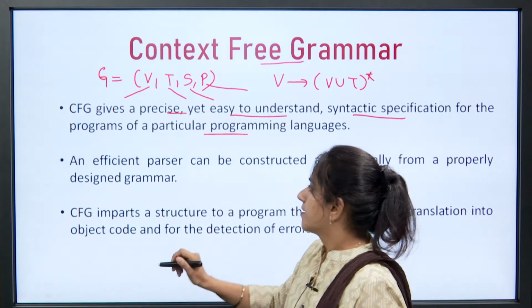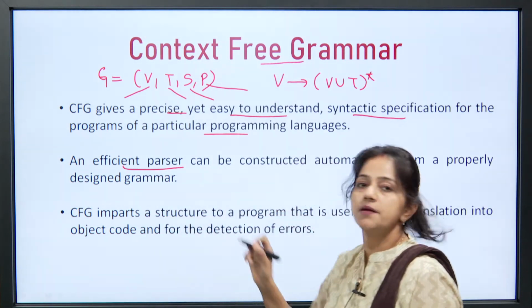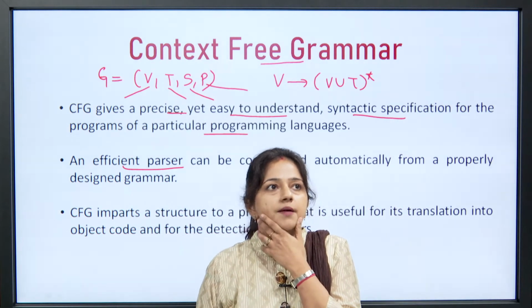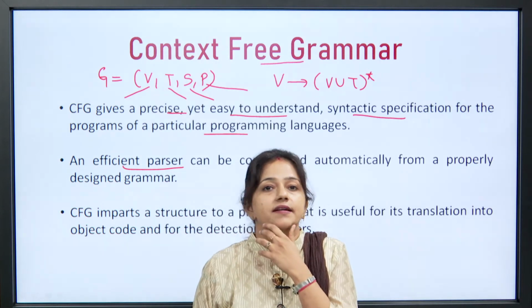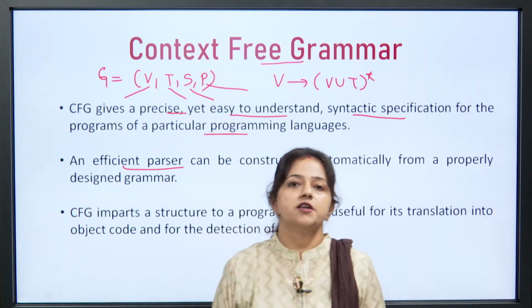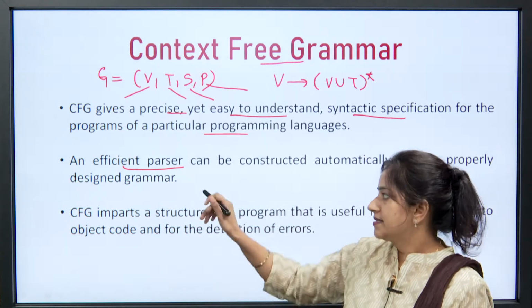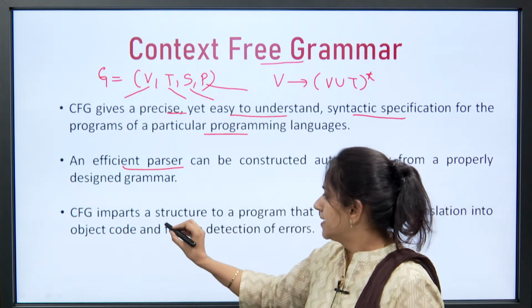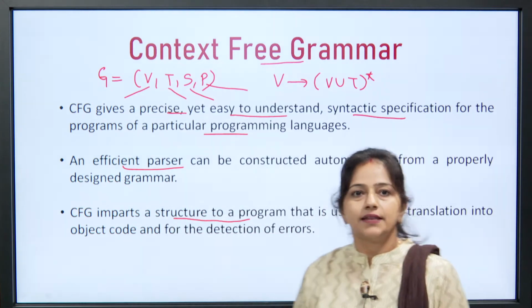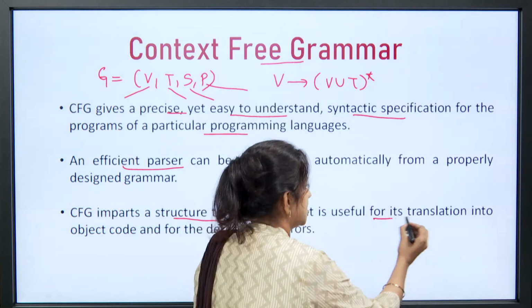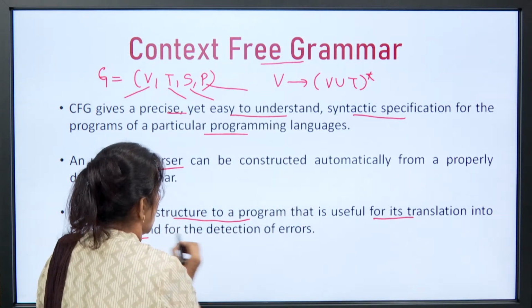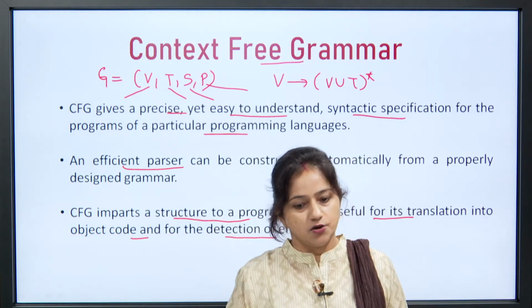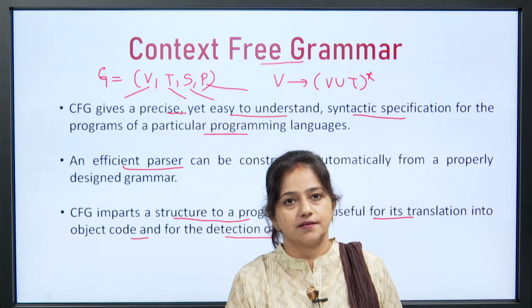Next, context free grammar produces an efficient parser. So, the parser should be efficient. If it is not efficient, then sometimes it may have some constructs that are difficult to parse, or maybe it is producing an ambiguous grammar. So, it is desirable that the parser should be efficient. Next, CFG imparts a structure to the program that is useful for translation into object code or for detection of errors. So, it aids in producing object code as well as detecting errors.